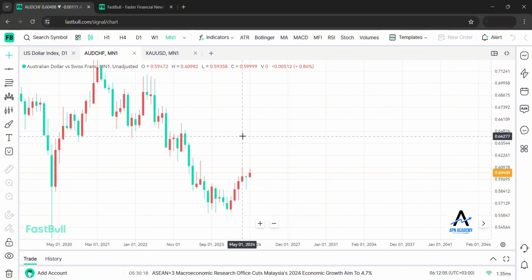Now, the third one is up to you to choose, but the common ones or the most important ones are two. We have one, the structure timeframe. Now, the structure timeframe, us as APN Academy, we have monthly, weekly, and daily, right?